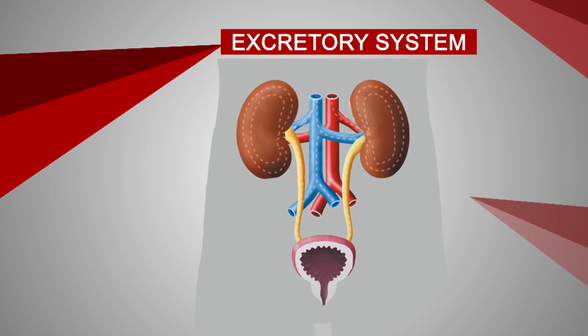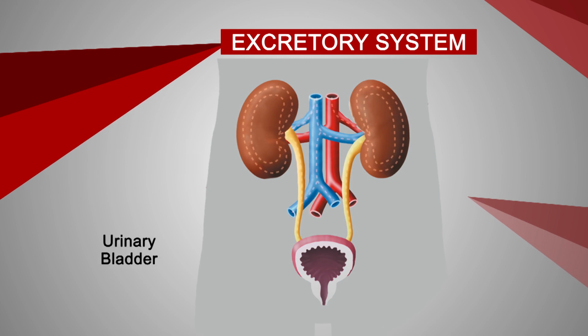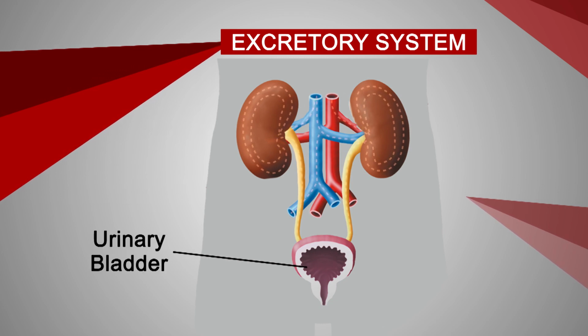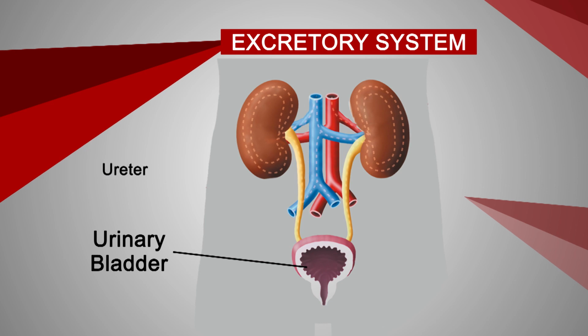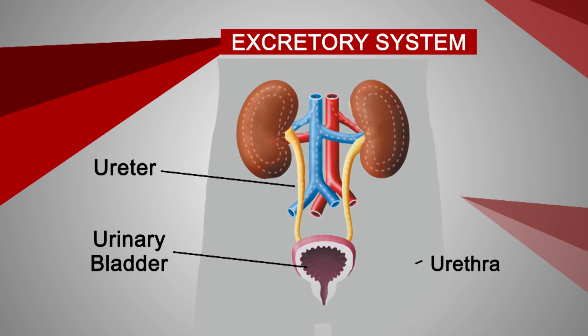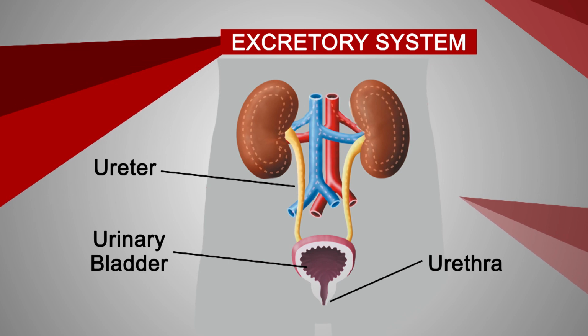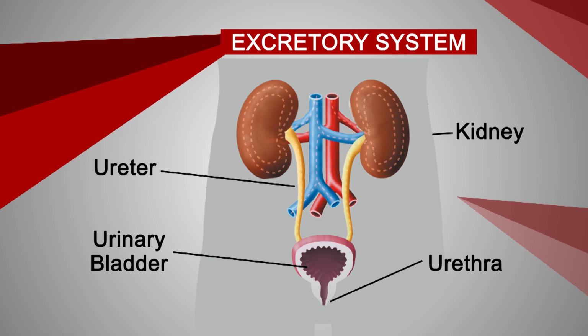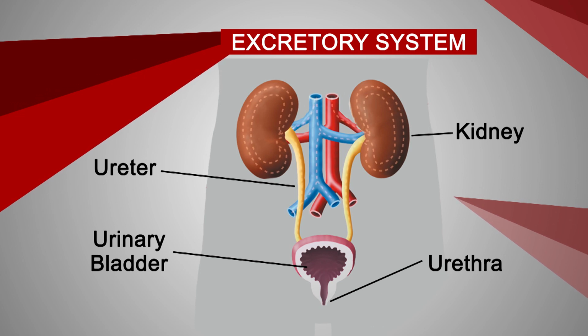From the kidneys, the urine goes into the urinary bladder through tube-like ureters. Urine is stored in the urinary bladder. Urine is passed out through the urinary opening at the end of a muscular tube called the urethra. The kidneys, ureters, urinary bladder and the urethra form the excretory system.